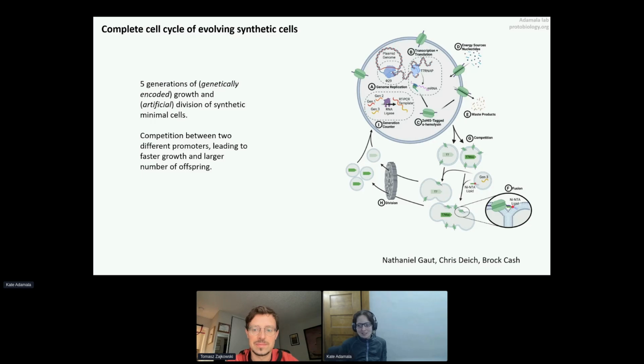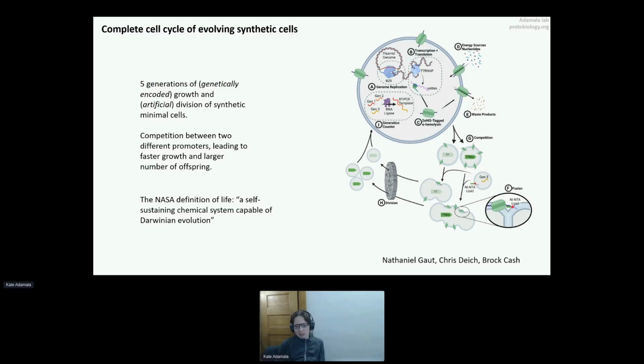So why is this complete cell cycle coupled with growth, with evolution and division still not life? And to me, it's not life, because the NASA definition of life says it has to be a self-sustaining chemical system capable of Darwinian evolution. So our system is capable of Darwinian evolution. It grows, it divides, it can do natural selection, but it is not self-sustaining yet.